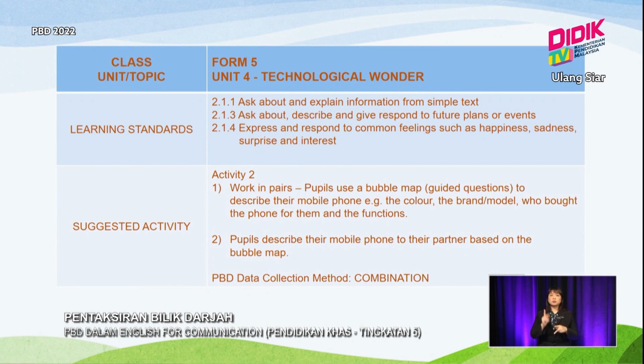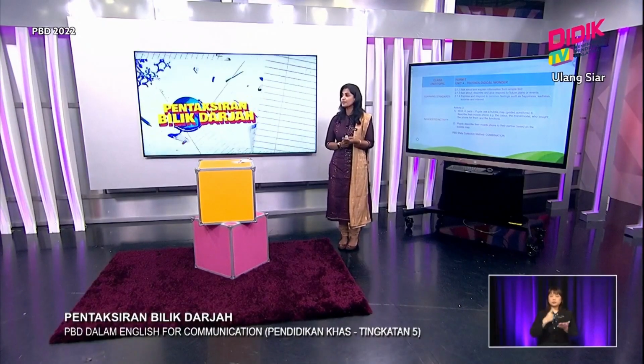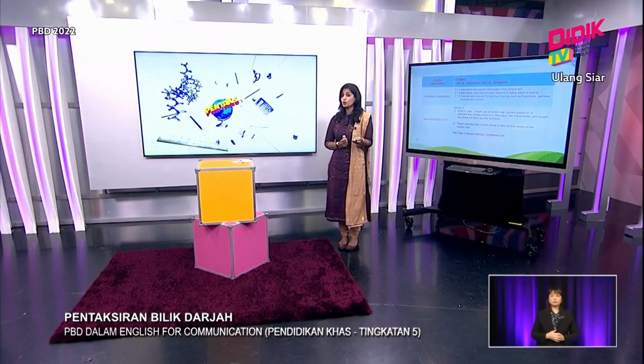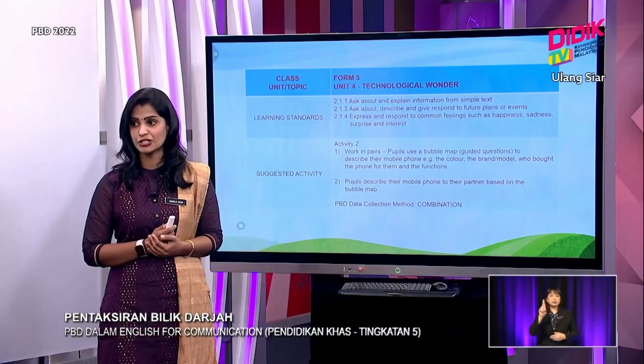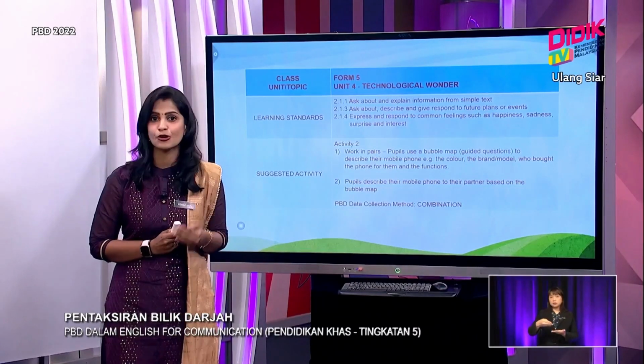Pupils will use a bubble map. This activity I took from the textbook, with guided questions to describe their mobile phone. For example, the color, the brand, who bought the phone for them, and its functions. And pupils will describe their mobile phone to the partner based on the bubble map.